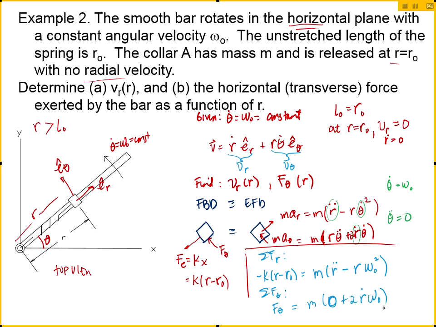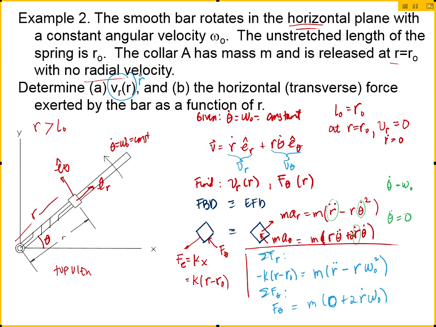And that's really what part A of the problem is, right? V sub r of r is really, do you agree? This is r dot as a function of r. Yes? Yes? Okay, so if I answer part A to find r dot, I'm pretty much home. I just substitute r dot here and I'll find F theta. Okay? So what that means is I'm going to look at the first radial equation. Let me rewrite that as minus k (r minus r naught) is equal to m times, what was it? R double dot minus r omega naught squared.